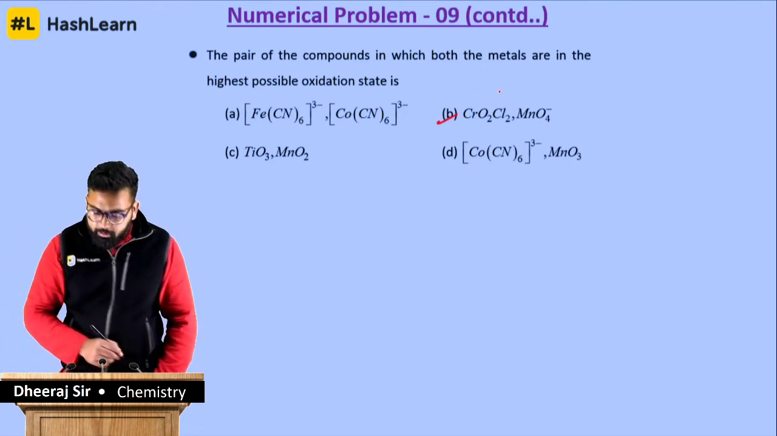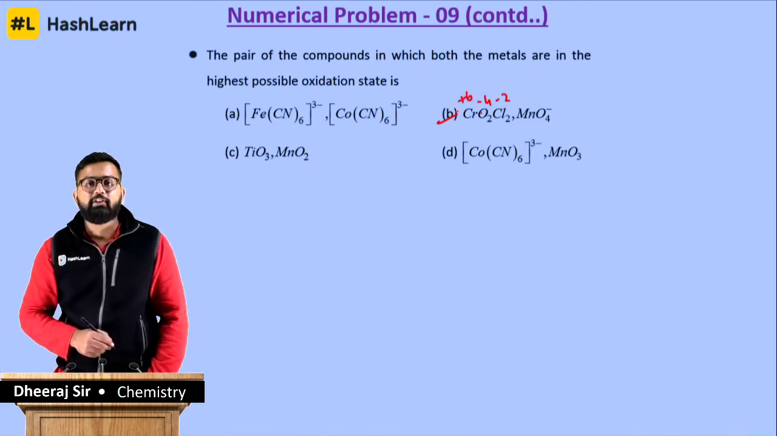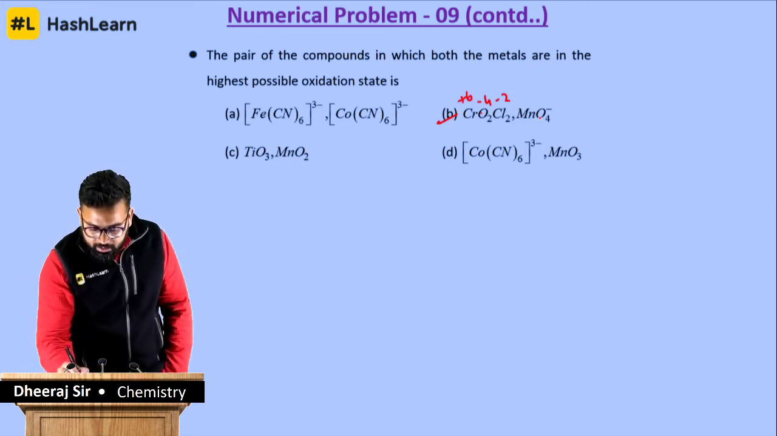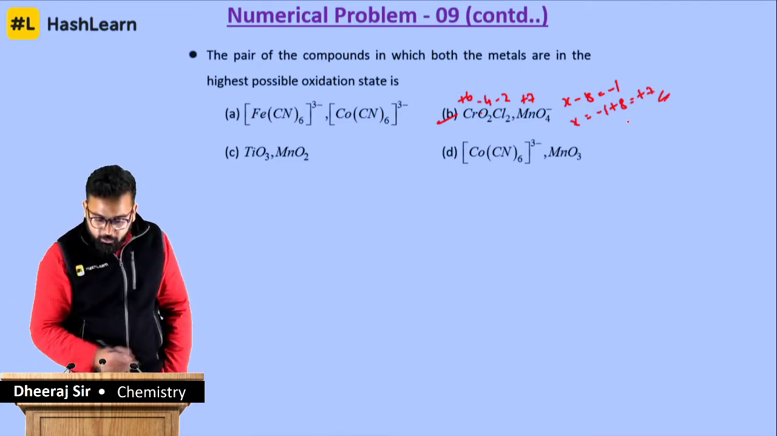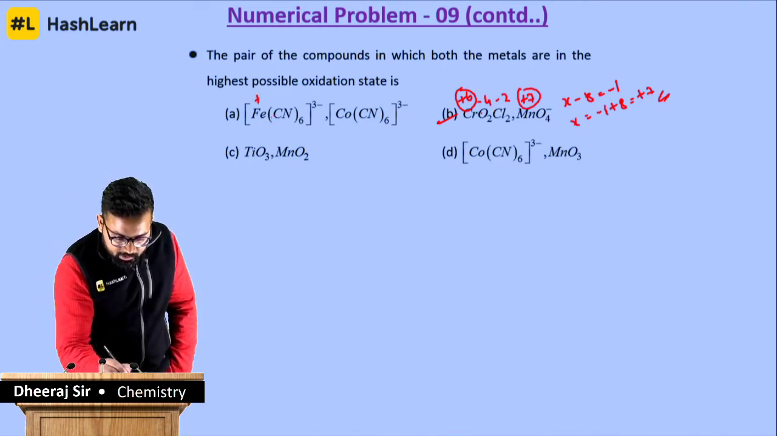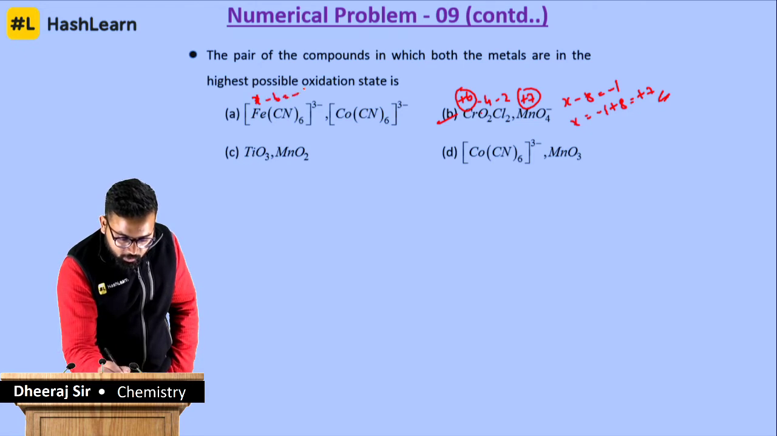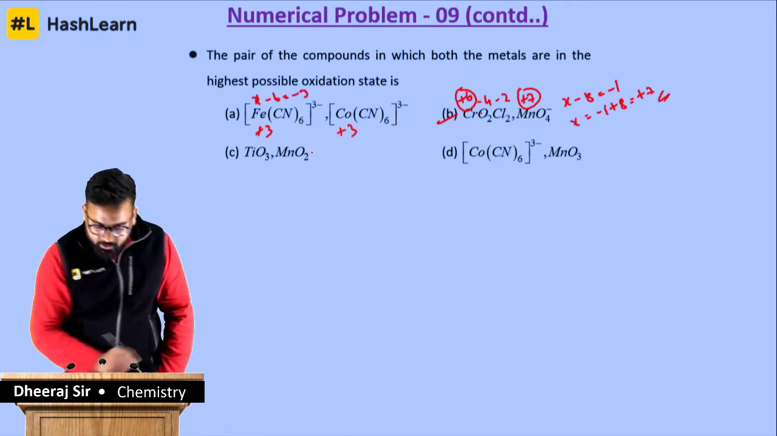It is indeed option B, because in the chromium compound, oxygen is -2, so -2 into 4 is -4, and Cl is -2. Therefore, chromium is in +6 oxidation state. And manganese is in +7 oxidation state. That's because x minus 8 is equal to -1, and x is equal to -1 plus 8, which is +7. I can calculate the others as well for you. So this is +6, +7 here. Iron here, x minus 6 is equal to -3. Therefore, x is equal to +3. Cobalt here as well is in +3 oxidation state.